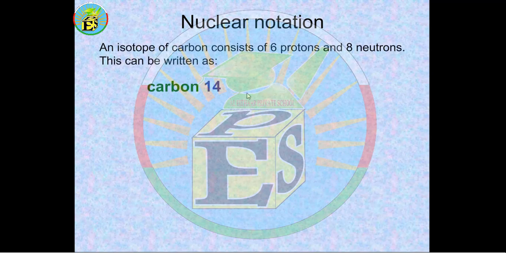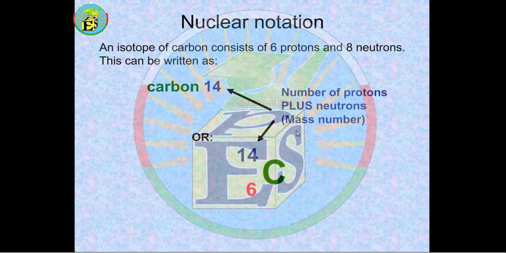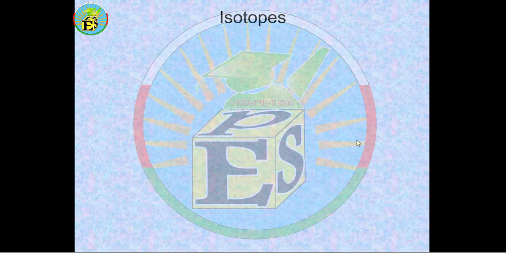Nuclear notation. An isotope of carbon consists of 6 protons and 8 neutrons. This can be written as carbon-14. Carbon-14 means the number of protons plus the number of neutrons, the mass number, equals 14. The number of protons equals 6, so the number of neutrons equals the mass number minus the number of protons.